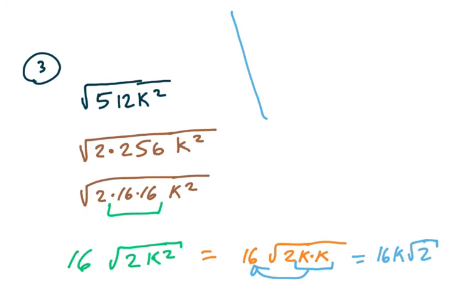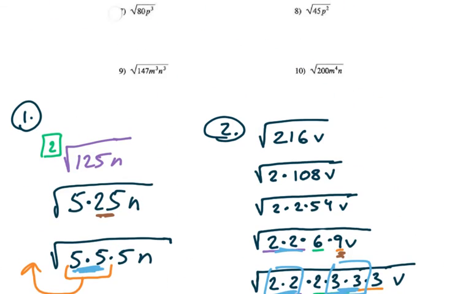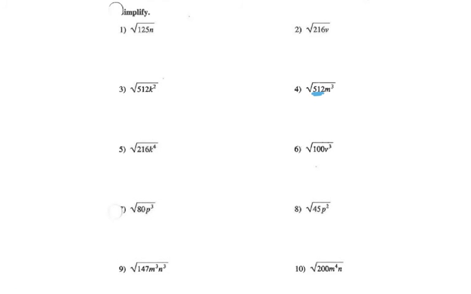So number 4, where we ended up getting 16k here. So we know the number part is going to be 16, and we know we're going to have a 2 in here. Now we have m cubed, which is m, and m. So what we can see here is that one pair of m can go on the outside, and I'm still left with 1 on the inside.